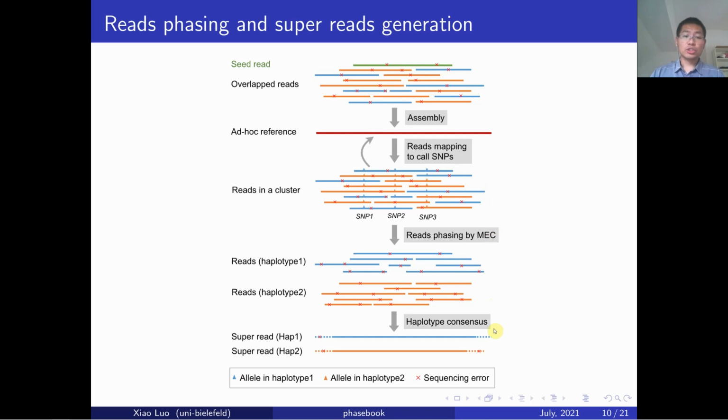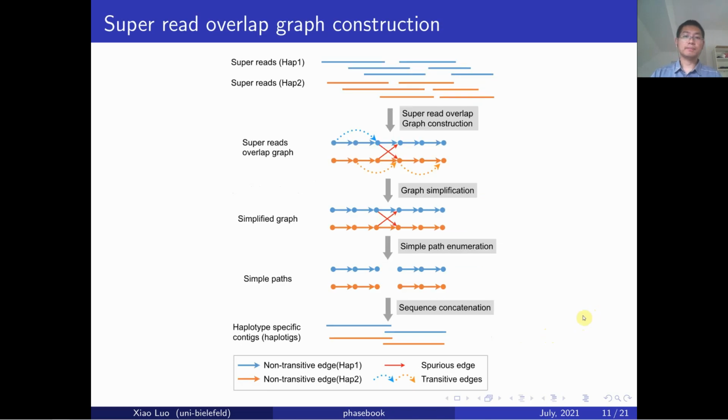Within each read group, we generate a haplotype-specific consensus, which is also called a superread, because both ends of the superread cannot be corrected because of low coverage. We could set a threshold to trim both ends of the superreads. Thus, for each read cluster, we could get two error-corrected superreads.